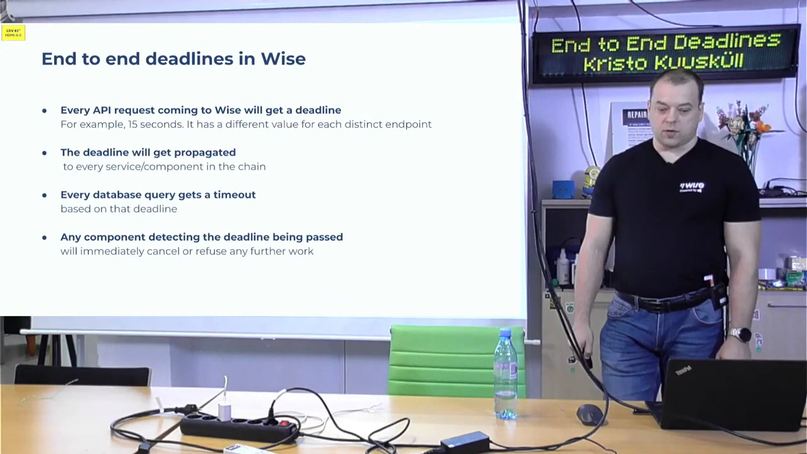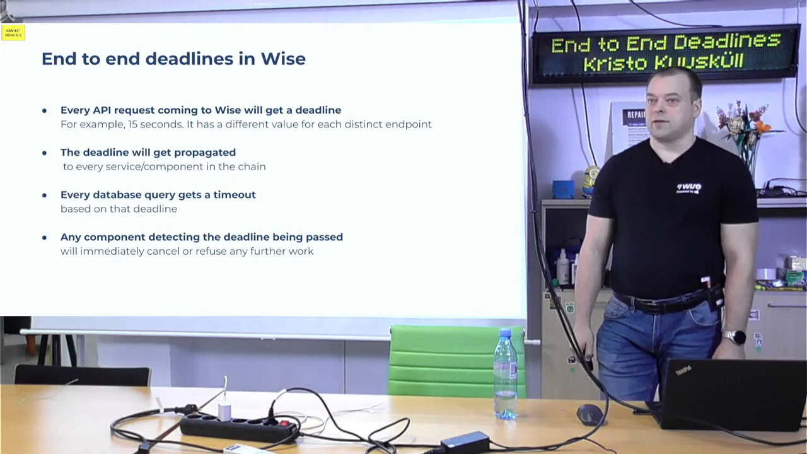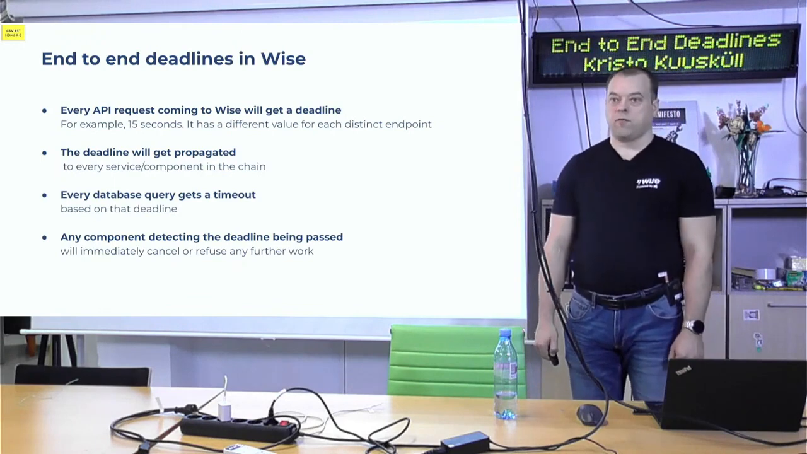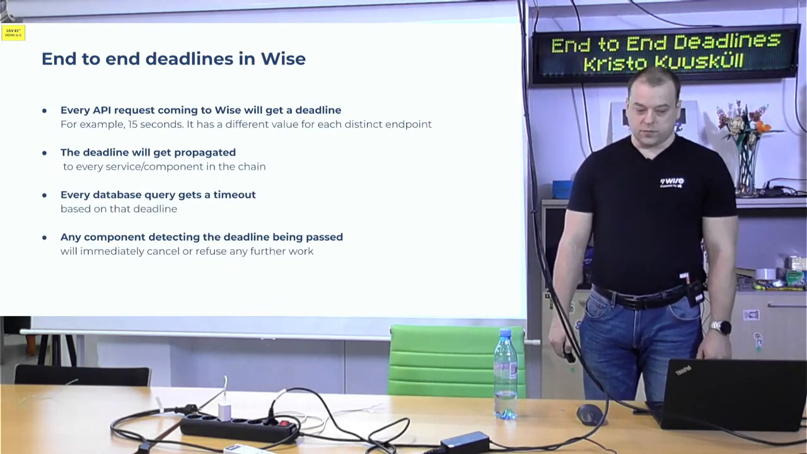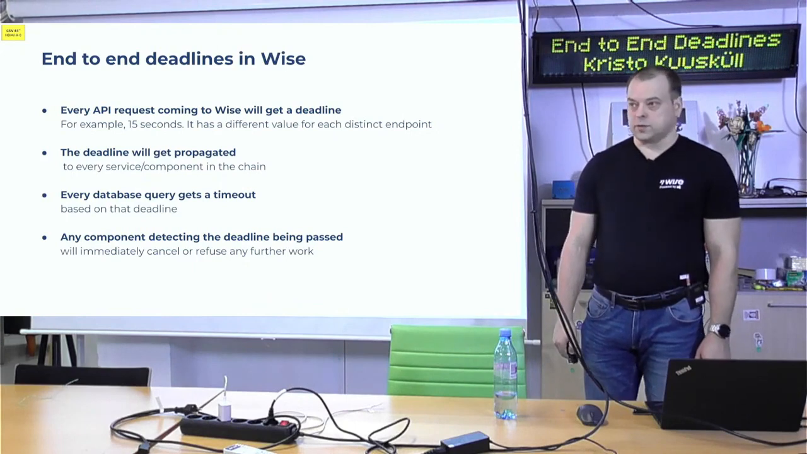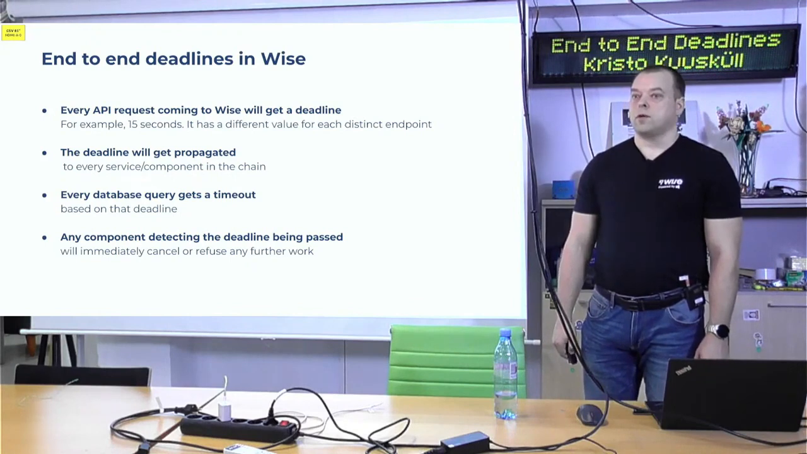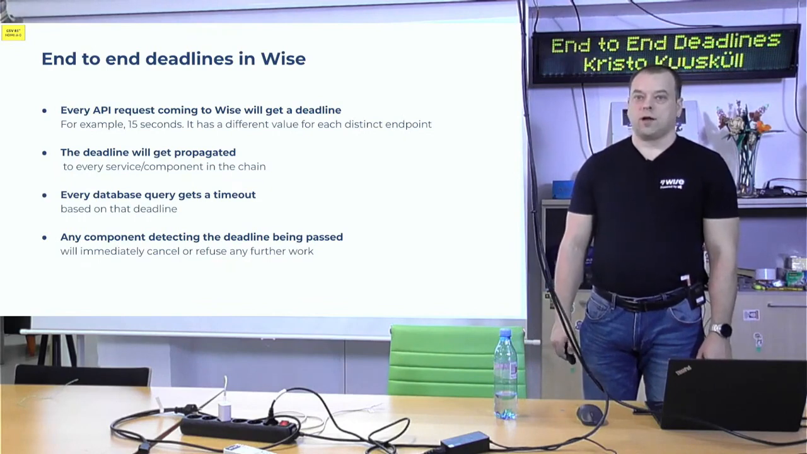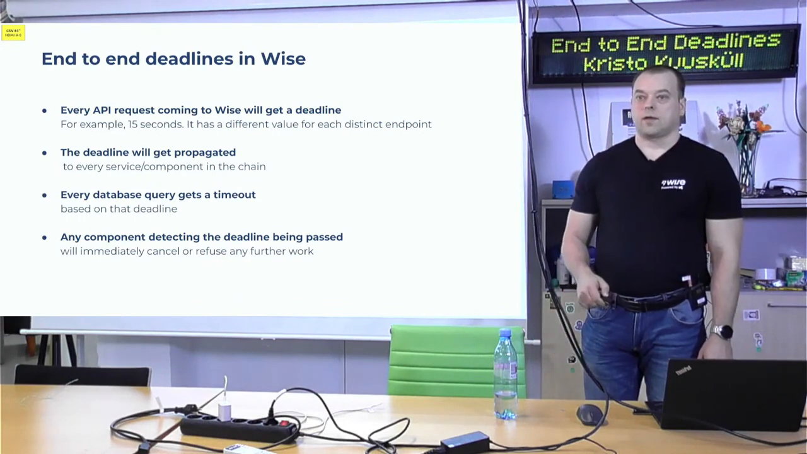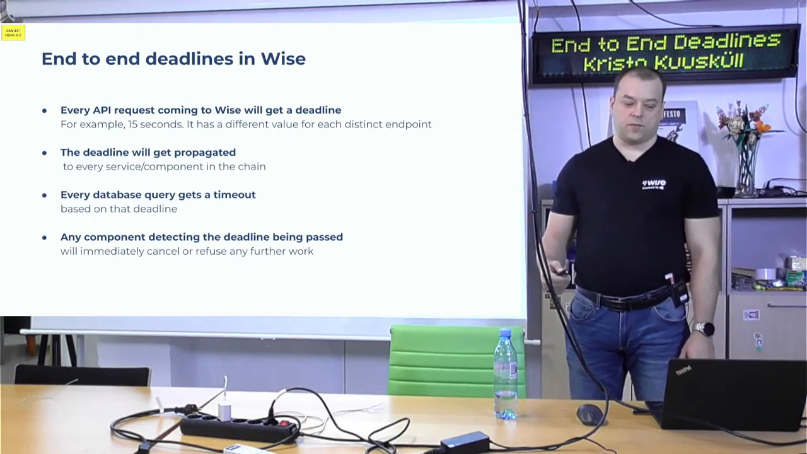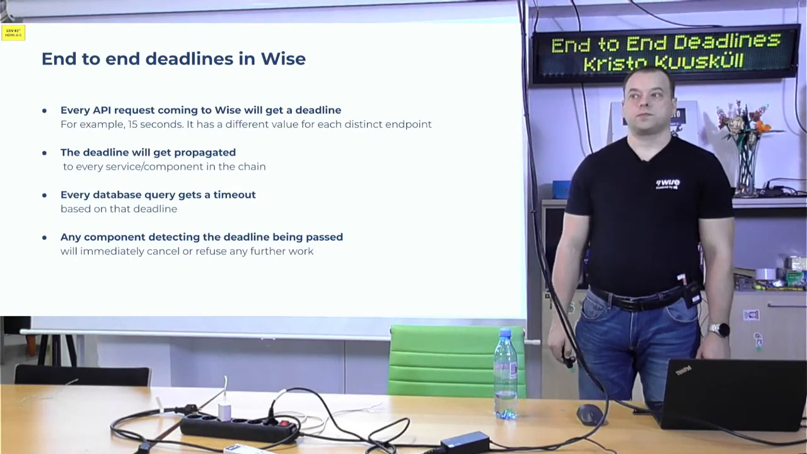So what we came up with, and it's probably not something unique to Wise, and the concept itself has been talked about in some articles as well, but it's not very widely used and known. So we started to use end-to-end deadlines, which can be explained as follows: when an API call comes into Wise from Ingress, we set the deadline by which the API call has to finish and return a response.